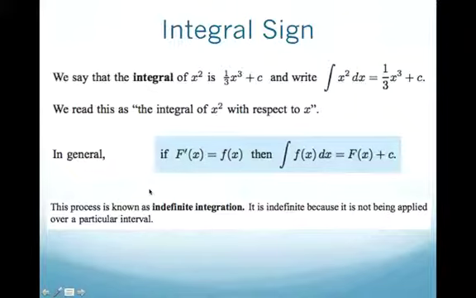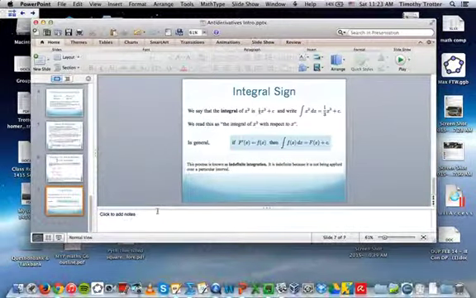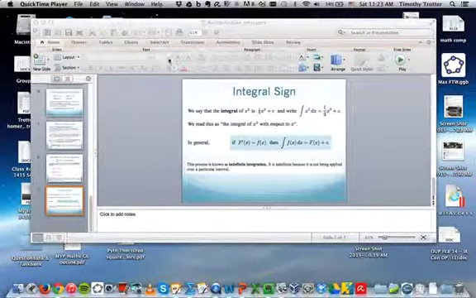All right. And so once again, capital F is the antiderivative. If I find the derivative of the antiderivative, I get my function. Okay, and one last note, that this is all called indefinite integration. You'll understand why a little bit later when we talk about areas and when we talk about definite integrals. All right, so hopefully you're comfortable with all of that.